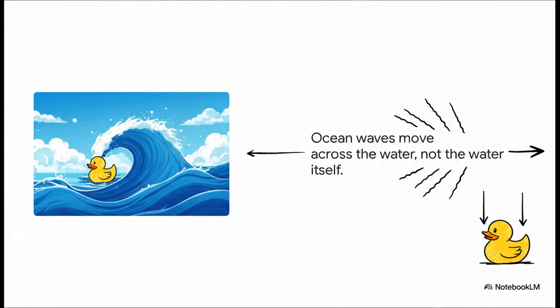The absolute perfect example is a wave in the ocean. All that energy is moving toward the shore, right? But if you put a little rubber duck on the water, it would just bob up and down in pretty much the same spot. The energy passes right through it, but the water itself doesn't actually travel all the way to the beach.